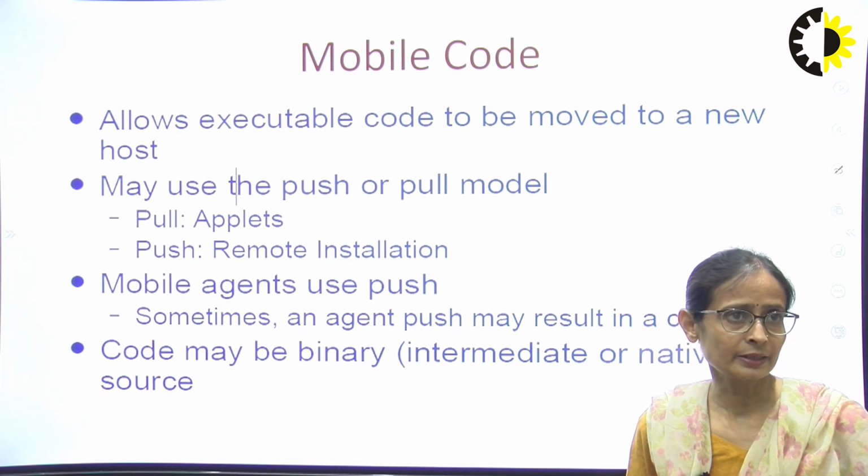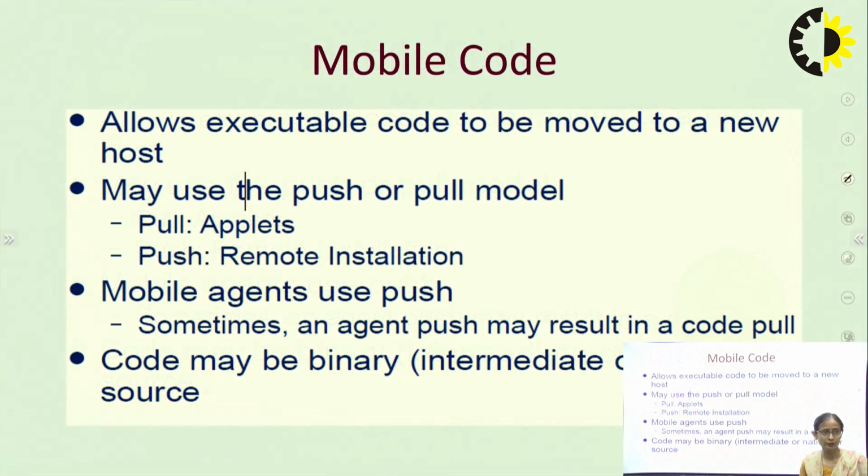Mobile code allows executable code to be moved to a new host, and it may use both models, push or pull. When we talk about the pull model, applets can work. But when we talk about the push model, we require remote installation. Mobile agents basically use push; most of them work on the push model. Sometimes an agent push may result in pulling of the code. Code may be binary, intermediate, or native source code.